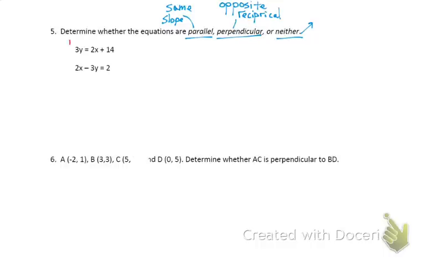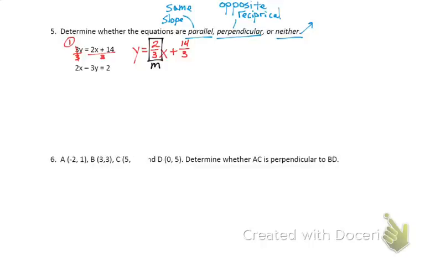Well, the first line here, I'm going to need to first divide both sides by 3, so that this equation says y equals 2/3 x plus 14/3. I'm just going to leave it as an improper fraction because I don't really care about the y-intercept in this case. What I do care about is the fact that this line has a slope of 2/3. So this line's slope is 2/3.